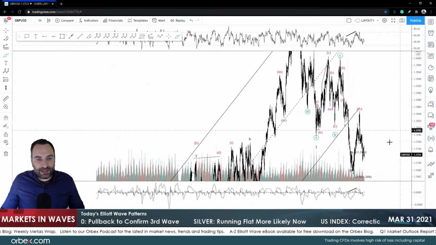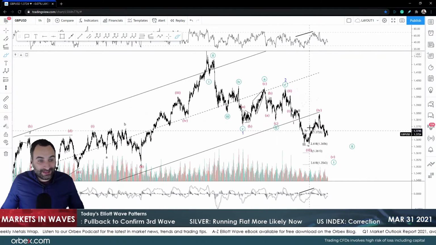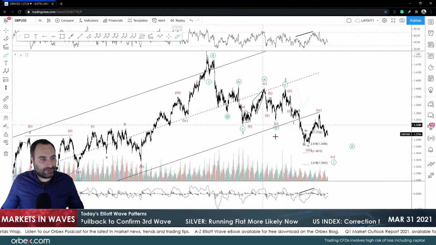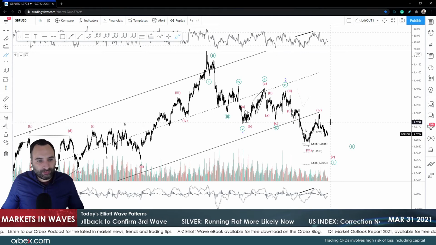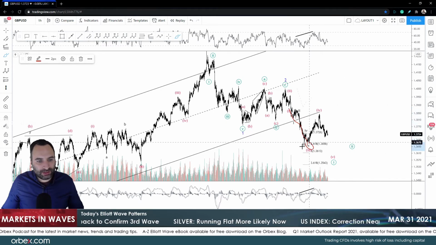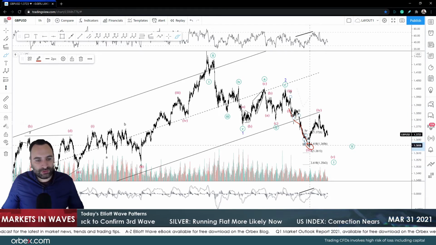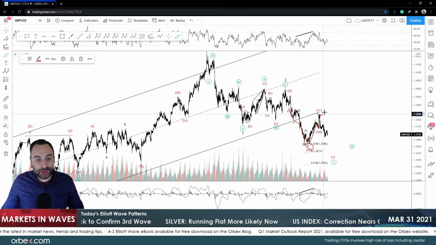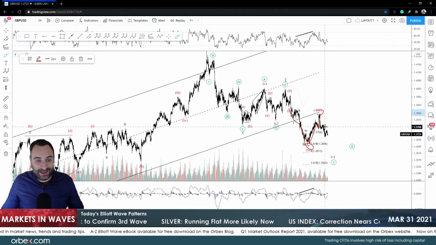Now, pound dollar, guys, last week we talked about, and it's actually happened. I'm pretty happy about this development. We're talking about this being the end of this move to the downside for wave 3, and we're expecting a correction to be rejected up here, and that's happened.